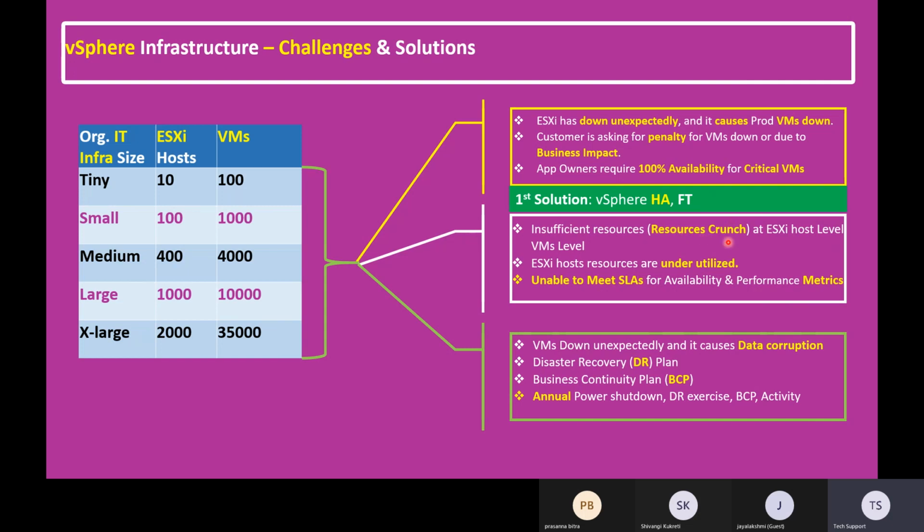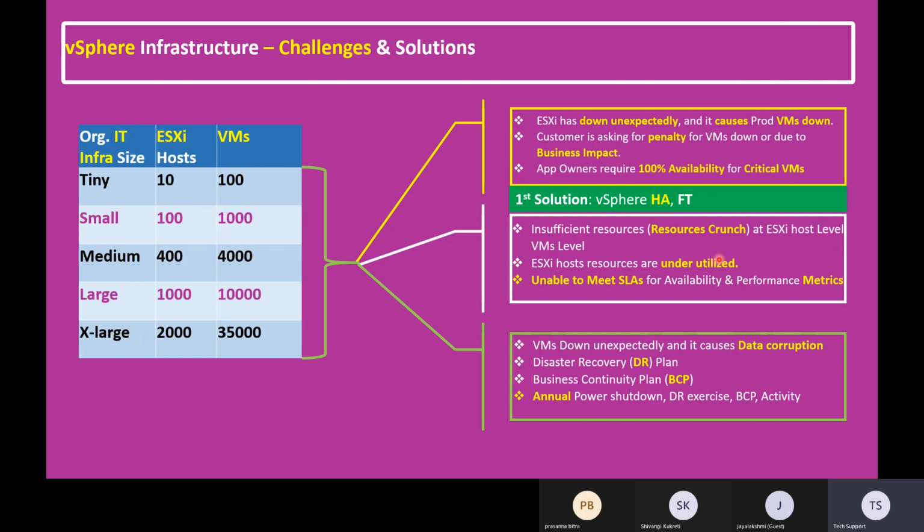So if there are any ESXi host resource performance issues, that is also our customer's challenge. We have to address the challenges. And ESXi host resources can be underutilized, not only overutilized. Resource crunch, we can also call it overutilized. That means resources are over 80%, over 90%, overutilized. And even then, some customers say resources are underutilized, below 50%, below 40%. Even underutilized is also one challenge.